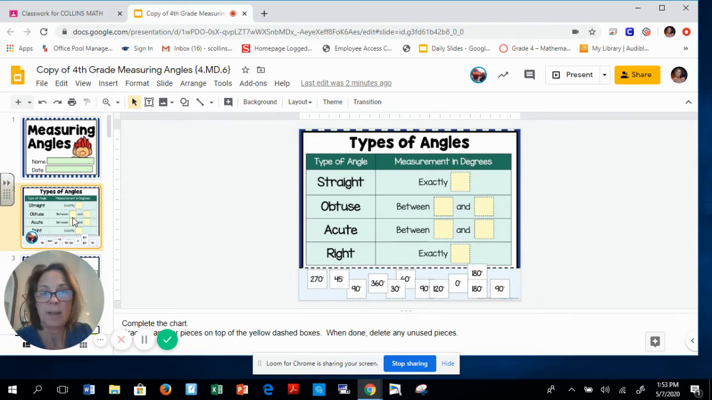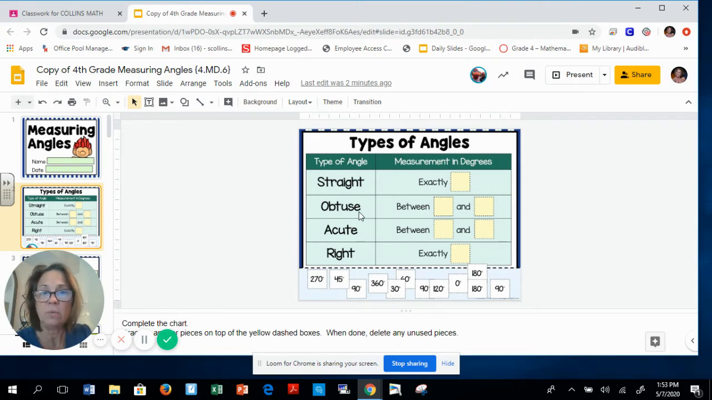So there's a straight angle. Straight angles are just like straight lines, and they are exactly 180 degrees. So that is what you're going to put right there, 180 degrees. A straight line, which is the same as a straight angle, measures 180 degrees.